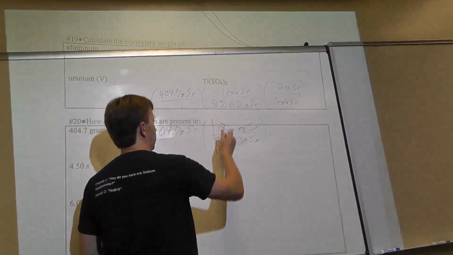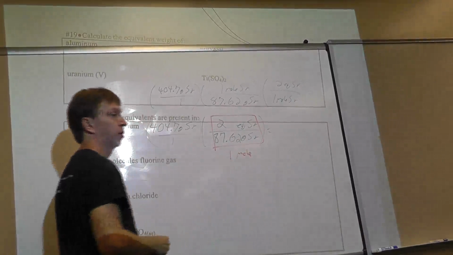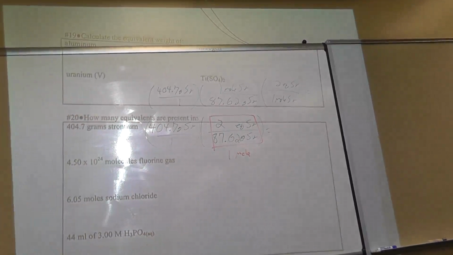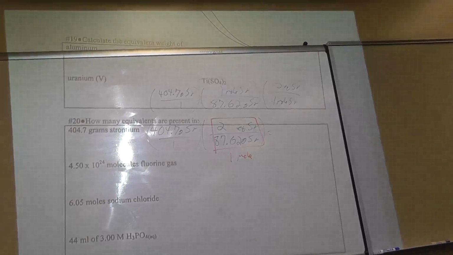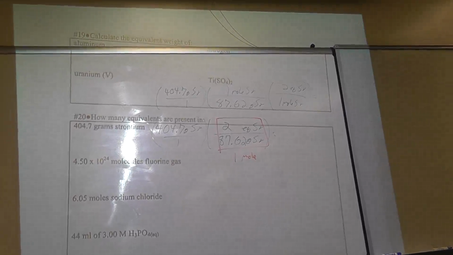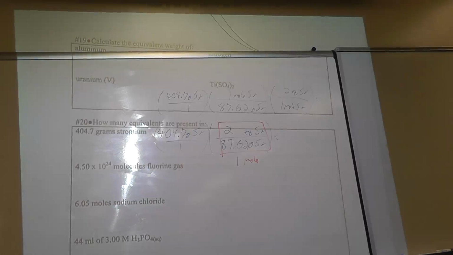Everything that's in this term is based on 1 mole of the material. It's how much that 1 mole weighs and how much charge that 1 mole carries. 87.62 grams of strontium would carry 2 units of charge.